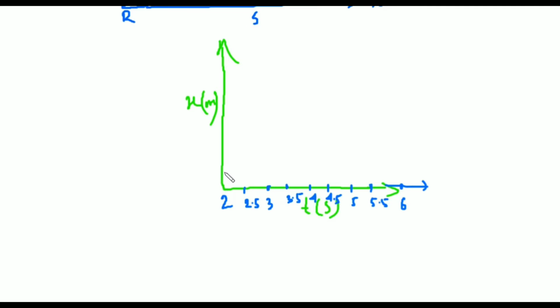In this axis, let us say this is 2 meter, this is 4 meter, this is 6, this is 8, this is 10, this is 12, this is 14, and so on. Now the position-time graph goes like this, let us say. It goes like that. Now we want to find what the instantaneous velocity is at 4 second.